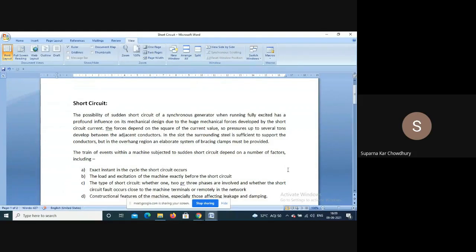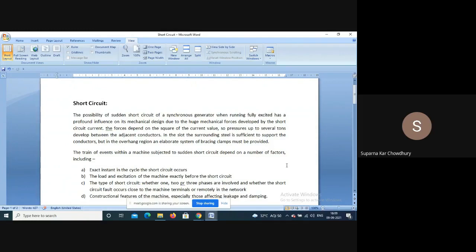Now, short circuit or synchronous machine fault we are not discussing in this syllabus; that will be discussed in detail in your power system course. But I will just describe very briefly what happens during short circuit, why we require different synchronous reactances and how to measure them. So, short circuit condition: there can always be a fault, a sudden short circuit of the synchronous generator when it was running with full load and full excitation.